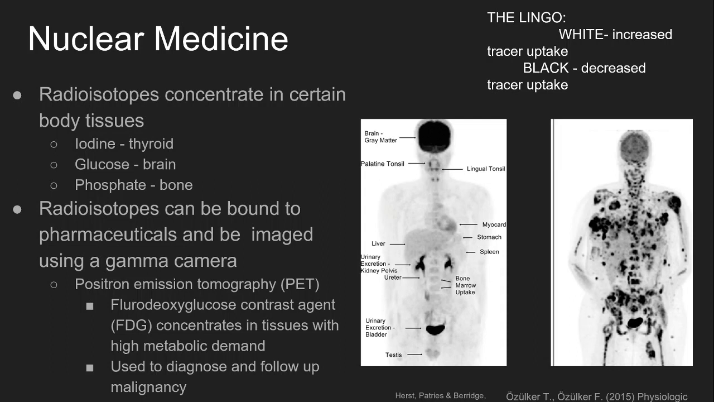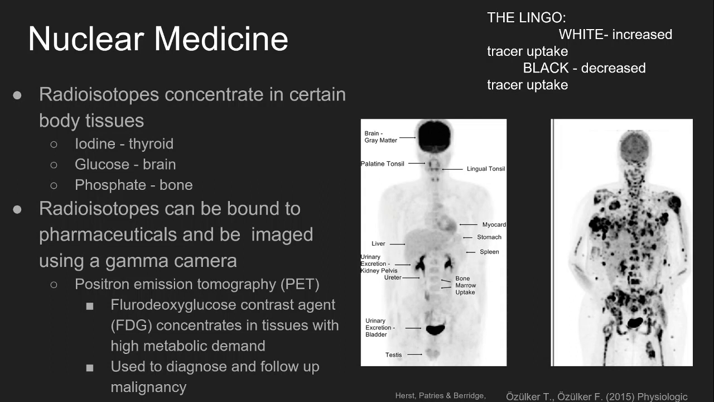An example of this is positron emission tomography, or PET scan. In this imaging technique, glucose is fluorinated to create fluorodeoxyglucose contrast agent, or FDG. FDG can be administered to a patient and will be uptaken in tissues with high metabolic demand, such as malignancy due to their increased consumption of glucose. This makes PET scan a great tool in the diagnosis and treatment of cancer.